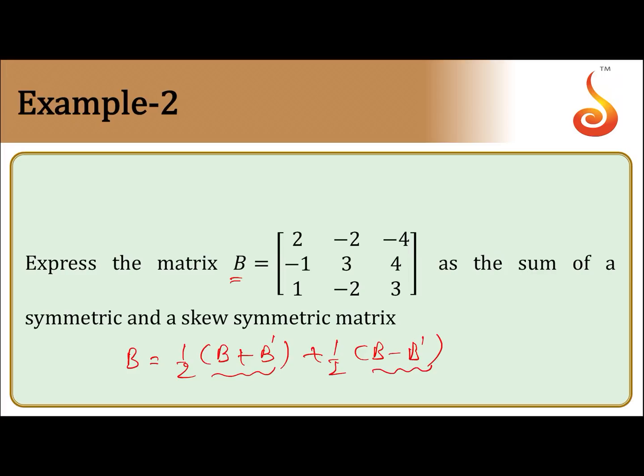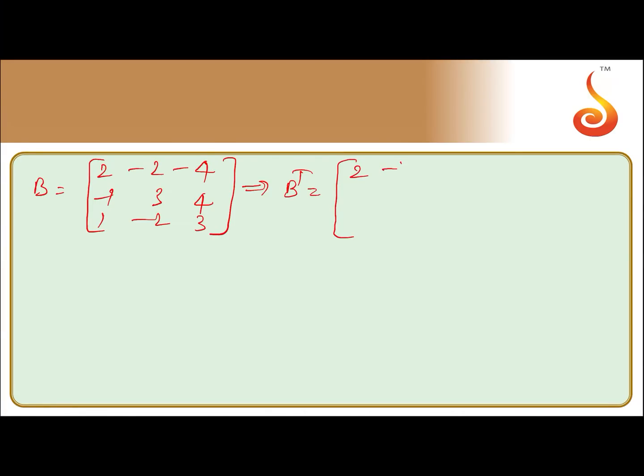So to calculate, we must find B transpose. Let me write down what B is. B matrix is equal to 2, minus 2, minus 4, minus 1, 3, 4, 1, minus 2, 3. Now calculate B transpose. B transpose is equal to 2, minus 1, 1, minus 2, 3, minus 2, minus 4, 4, 3.